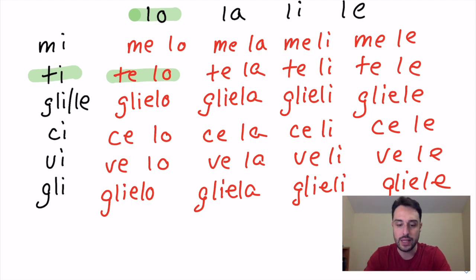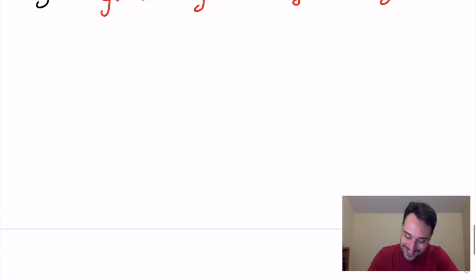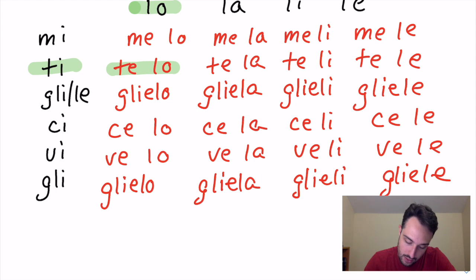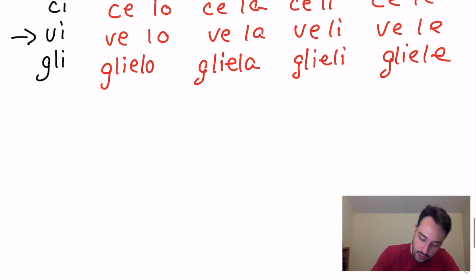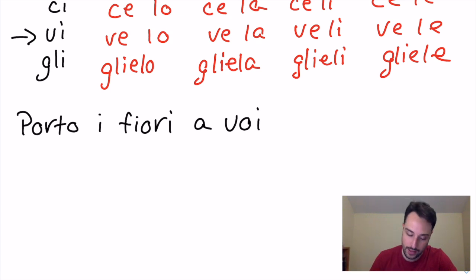I often like using it in the io conjugation because I find that to be good just to focus on one conjugation instead of getting ourselves all confused with others. It's good to be ambitious, but sometimes we don't want to be overly ambitious. All right, so let's do another one with porto. And let's use to you guys. So we're going to use vi, okay? So I'm going to say porto i fiori a voi. That means I bring the flowers to you guys, or to you all, depending on how you want to translate it.